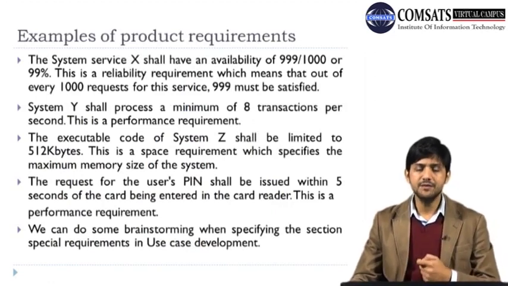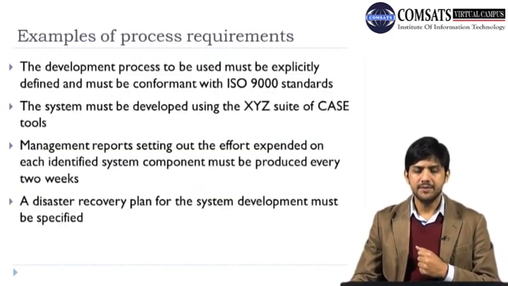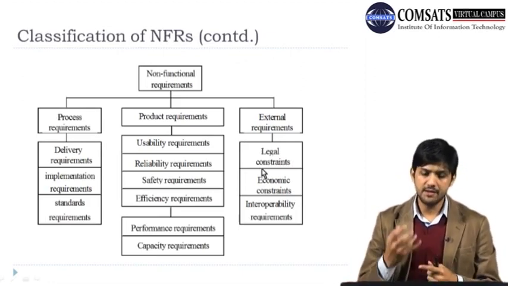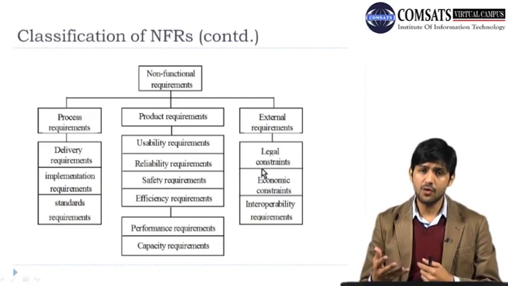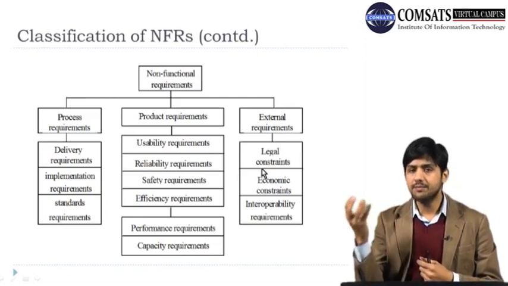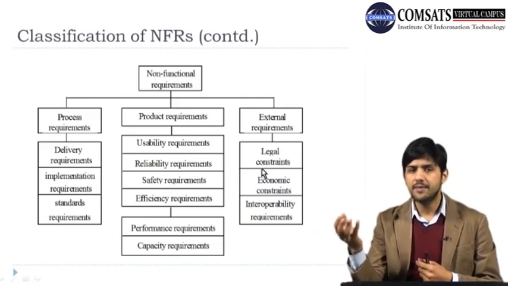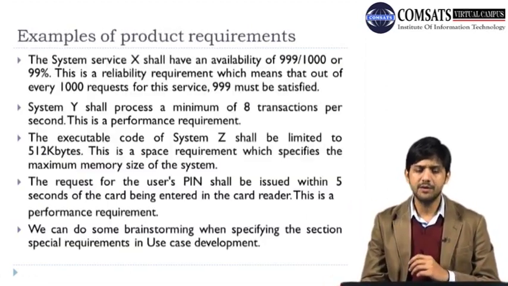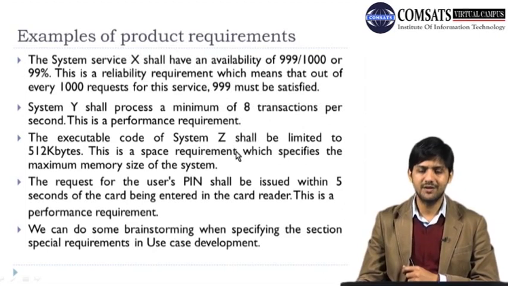These are a few examples of product requirements, and remember, these are all different types of product requirements. So we have usability, reliability, performance, capacity. These are all constraints on some behavior or functionality of the product. They are all product non-functional requirements. So let's look at these examples and try to figure out which category they would fit in.